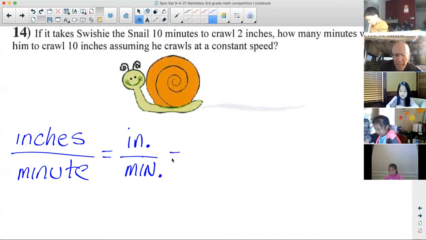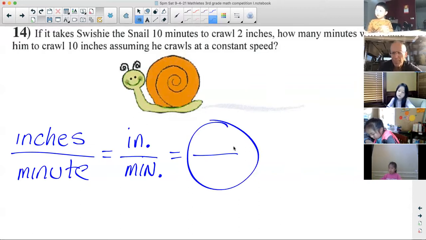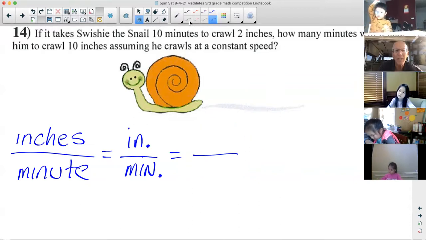Now, who can tell me what this fraction is? You know that the snail can go 10 minutes and can go 2 inches. So what would that fraction be?